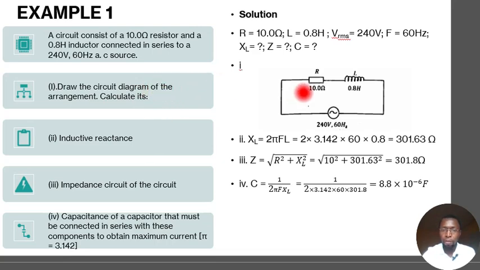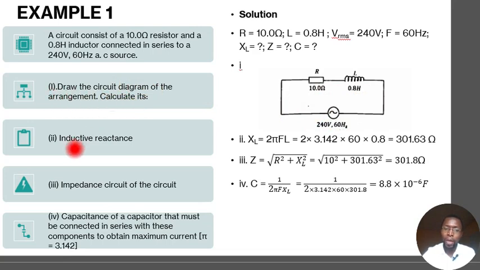Now, this is a combination of resistor and inductor. This is the circuit diagram. They are connected in series. Series arrangement means that the components are side by side and the positive terminal of one is connected to the negative terminal of the other. Okay, so this is the series connection, and this is the alternating current supply with 240 volts and 60 hertz. This is the circuit diagram as asked in the first question.